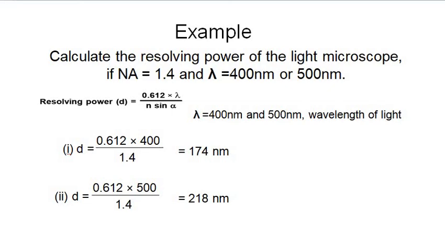If the numerical aperture is 1.4 and the lambda is 400 nanometer and 500 nanometer, you can use the formula of resolving power: D equals 0.612 lambda upon sin alpha. So we put these values in this formula, then D is equal to 0.612 multiplied by 400, this is the wavelength of light, divided by 1.4.